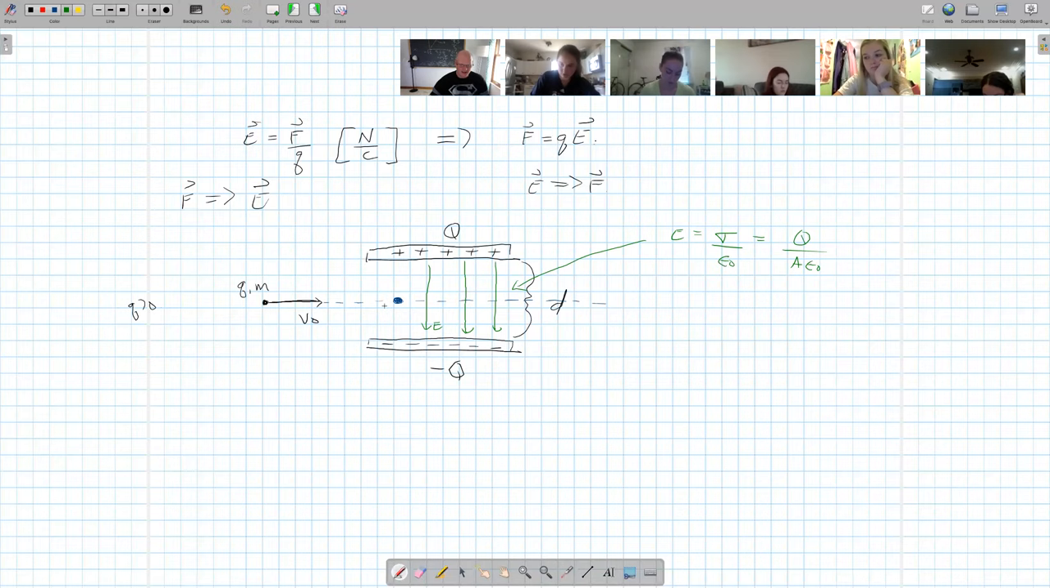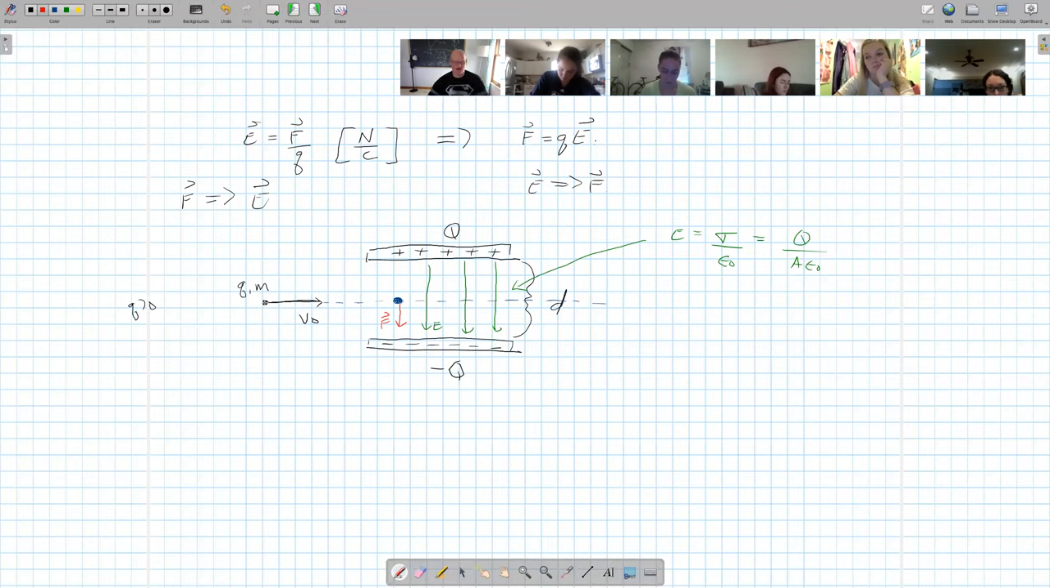So because there's an electric field and this thing has a charge, we now know what? Since it's a positive charge, this thing has to experience a force in the same direction as the electric field, which means this thing is going to feel a force downward. Okay. So basically what will happen is what?